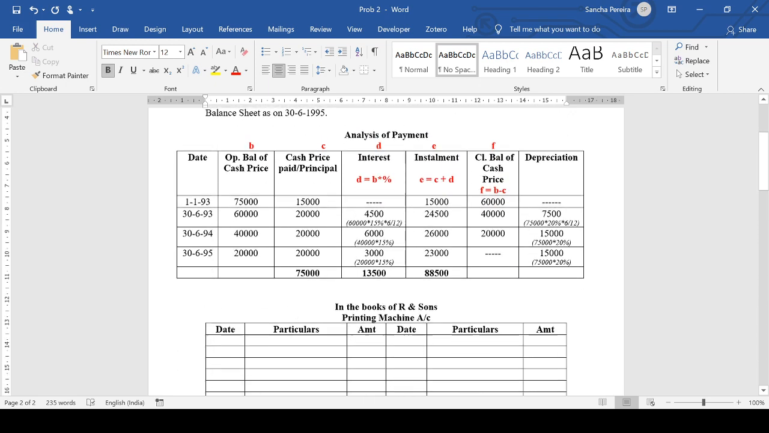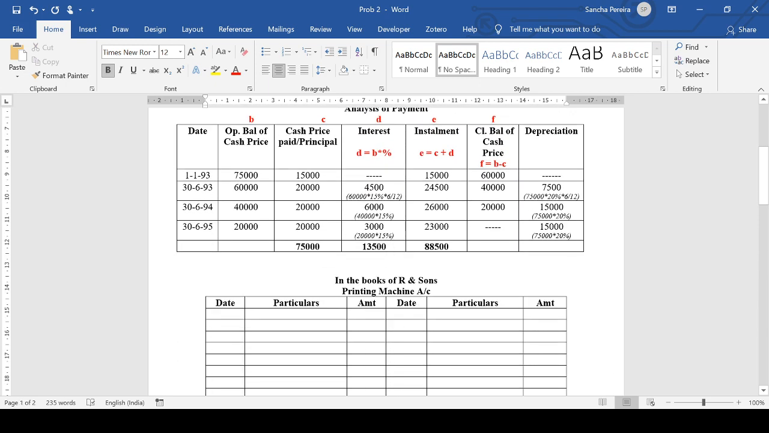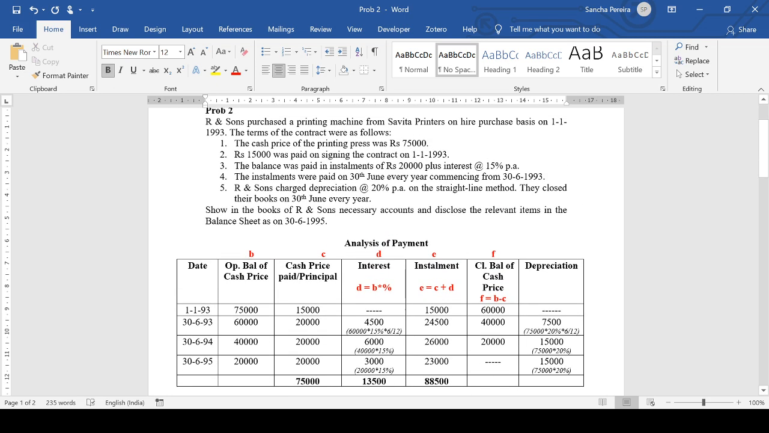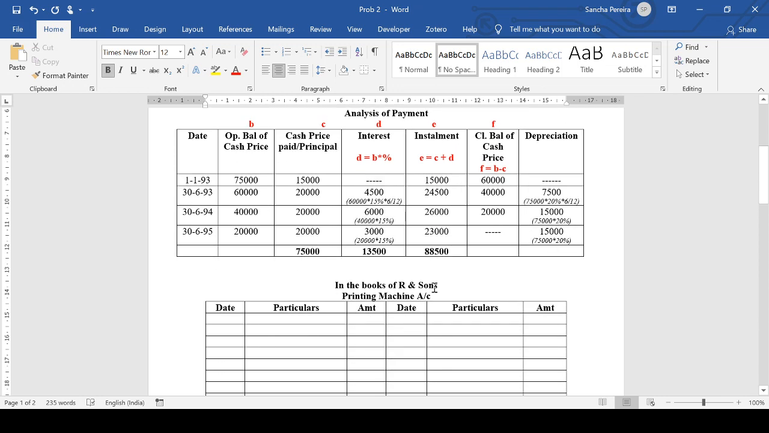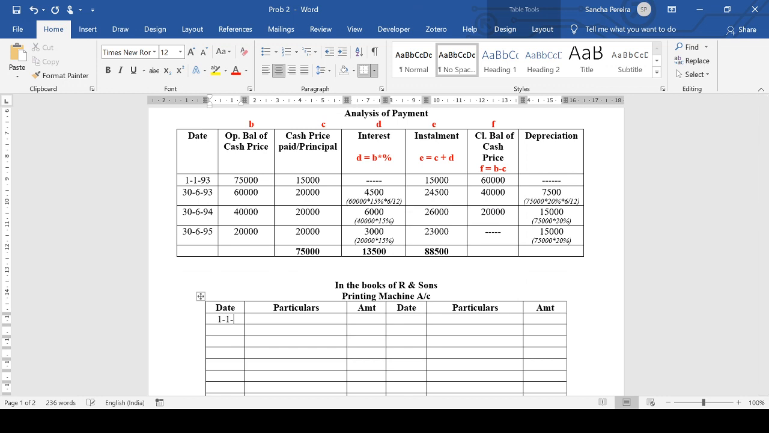So let's start recording the transactions. Since we are in the books of the hire purchaser, the first is to record the purchase. So what is the first transaction? The hire purchaser is getting the printing machine. So it will be printing machine account debit to Savita Printers, almost like a credit transaction. So on 1st January 93, printing machine account debit to Savita Printers, again with the cash price of the machine.